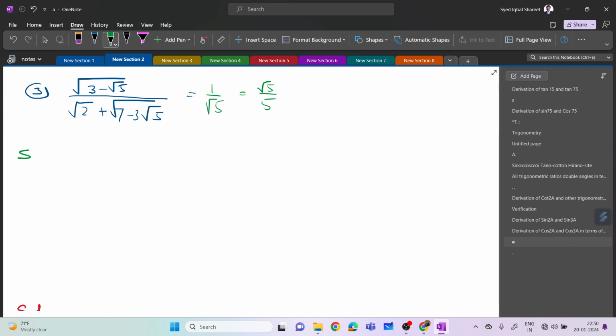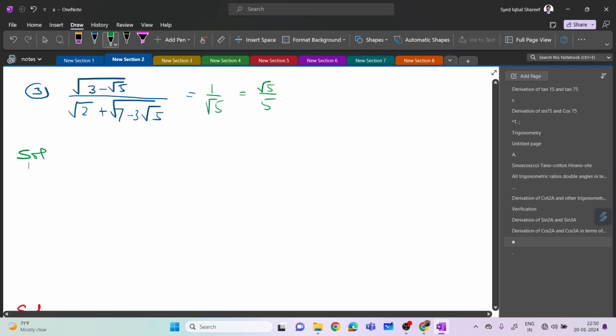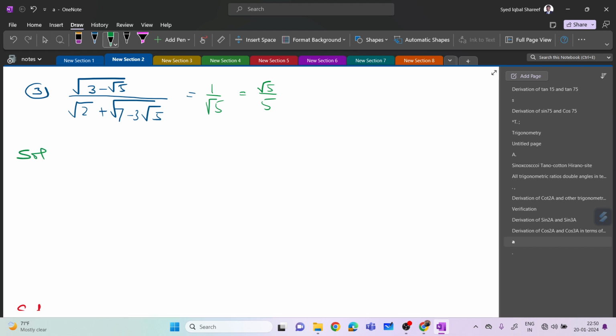This problem, see here, it is difficult to solve. So what we are doing, first we are multiplying by root 2 to the numerator and denominator. So root 2 into 3 minus root 5 will become 6 minus 2 root 5. Now the factors of 5 are 5 and 1, and 5 plus 1 is 6. So we can write this as root 5 minus root 1.